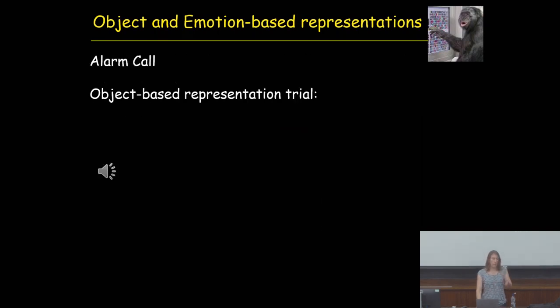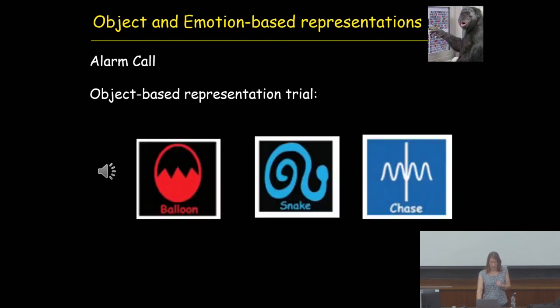So he had 4 different trial types. In an alarm call trial, in an object-based trial, he would hear an alarm call given to a threat, which sounds like that in bonobos, and then he would get 3 lexigrams that would appear in a random place on his board. And for this, the object representation of that alarm call that would be correct would be snake.